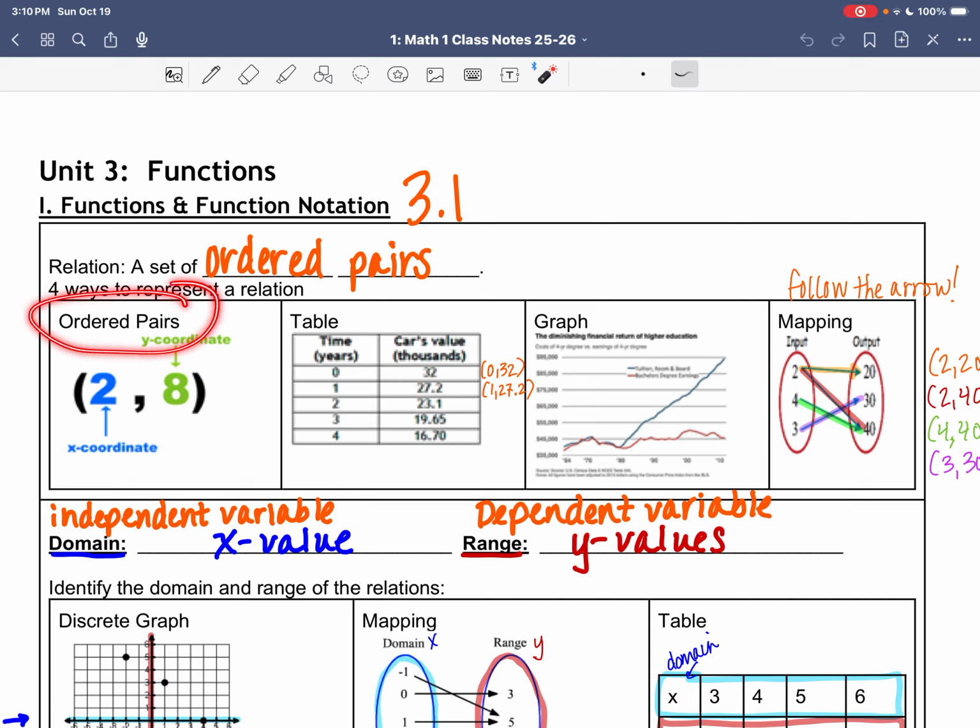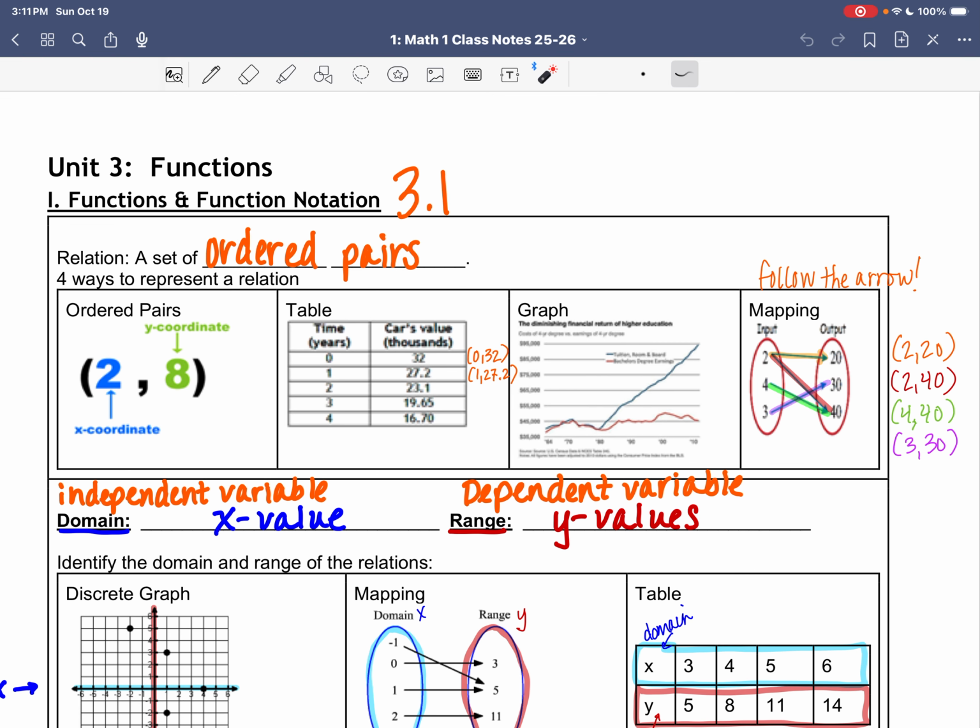You can do it as an ordered pair where you have your x and your y. You could do it as a table where you also have an x and a y. And if you notice, these two numbers are related here, so that's related to that, that's related to that, and that's related to that, and you can end up making ordered pairs out of it. You can also do it as a graph where this is your x, this is your y, and you can also make it as mapping.